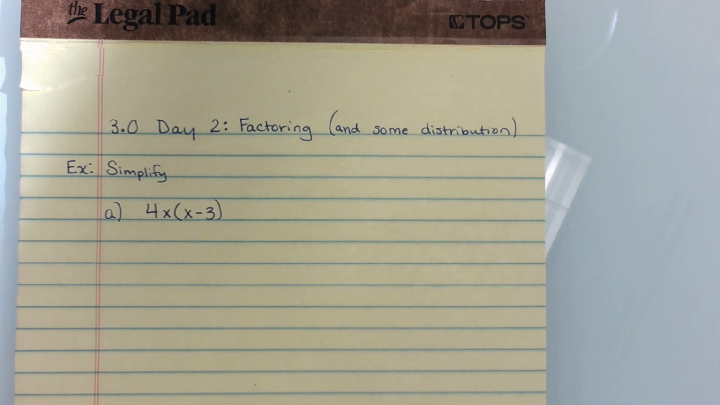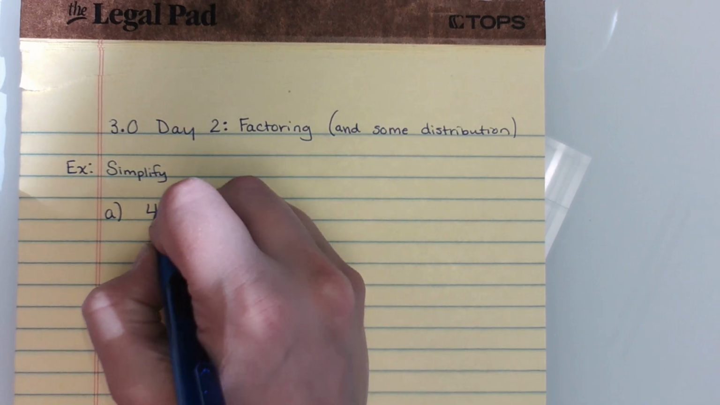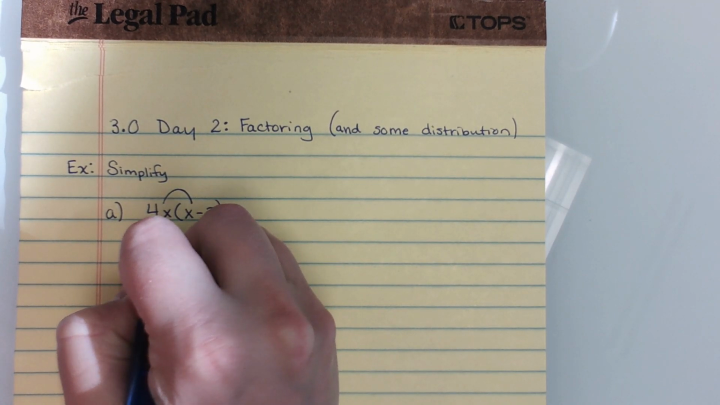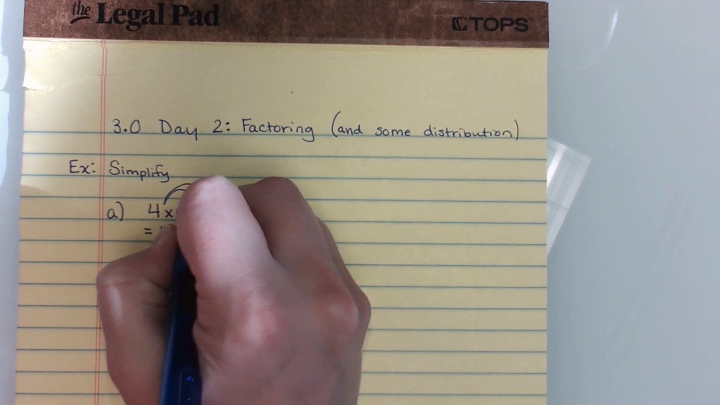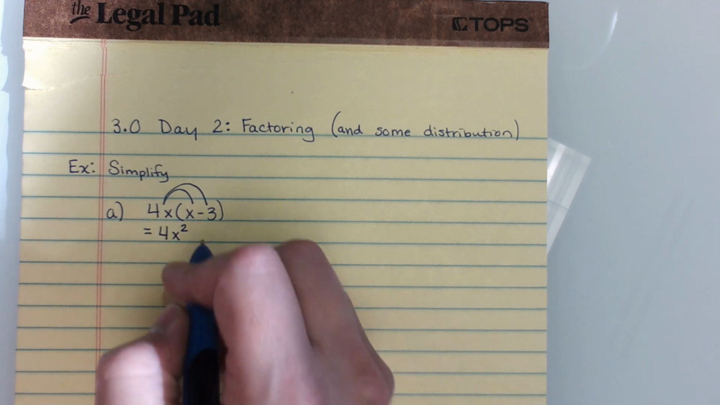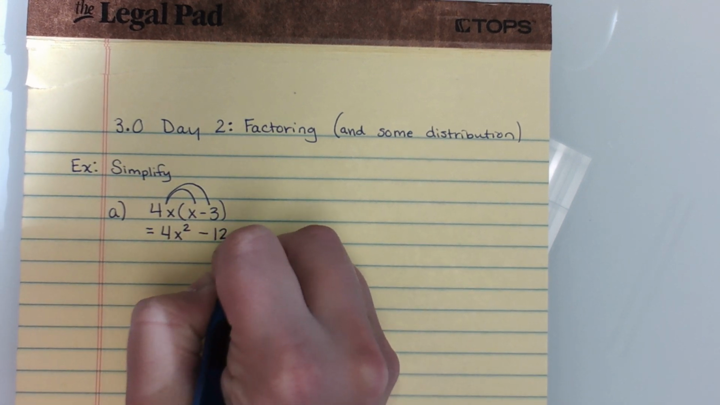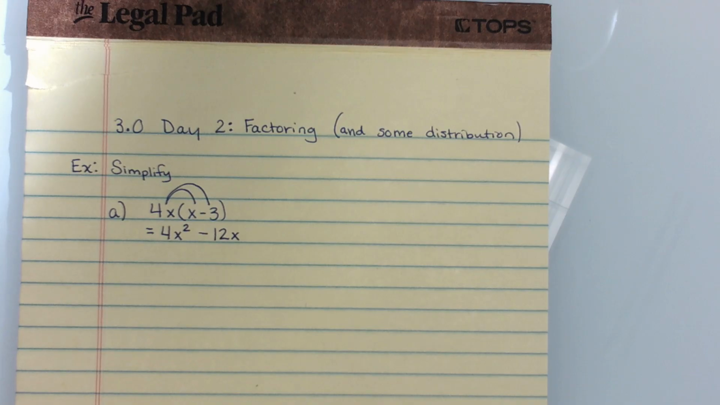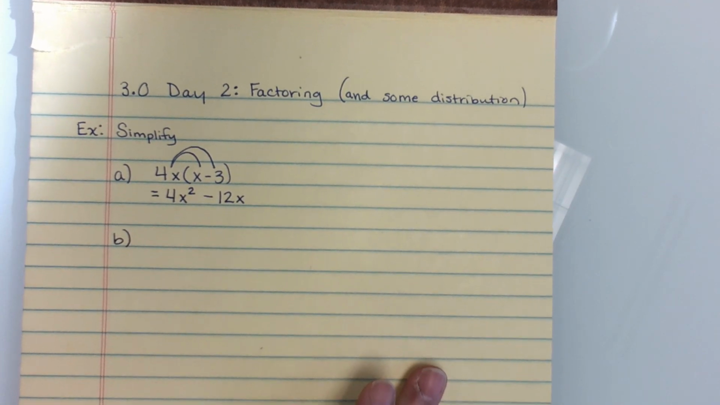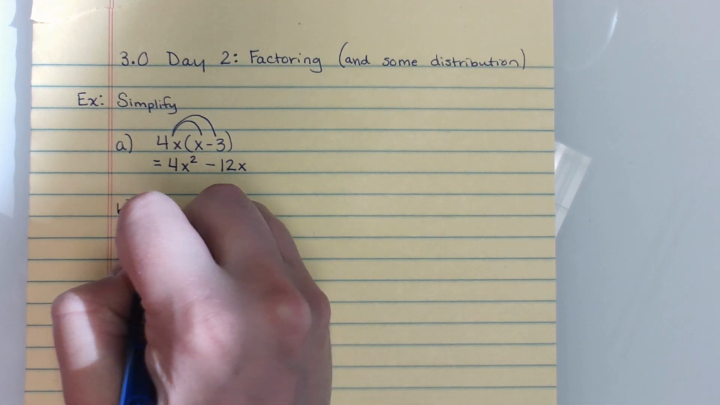Starting off real basic, 4x parentheses x minus 3. What do I do when I see something like this and I'm asked to simplify? Distribute, multiply it through. What is 4x times x? 4x squared. What is 4x times 3? In this case, negative 12x. Do be sure that you get your positives and your negatives together. Okay?